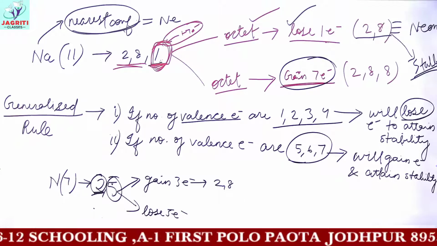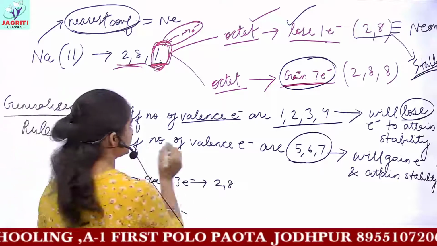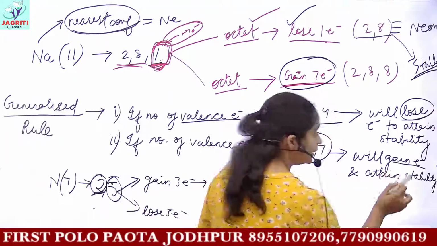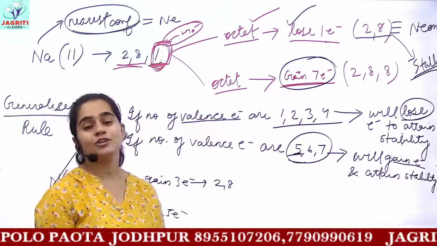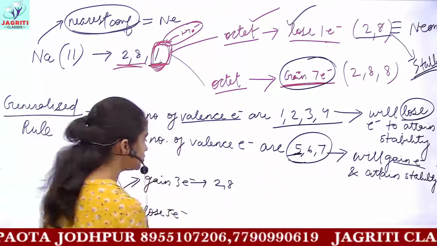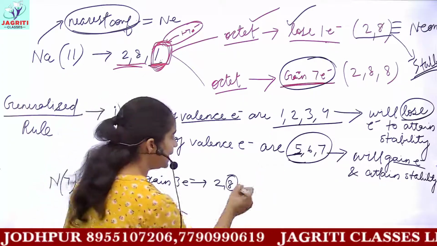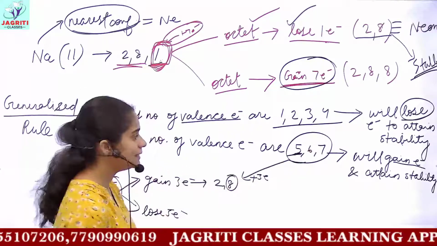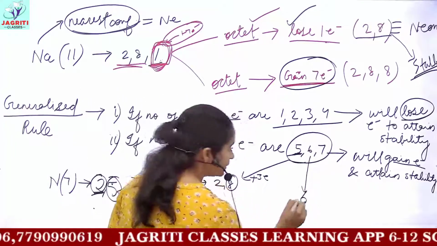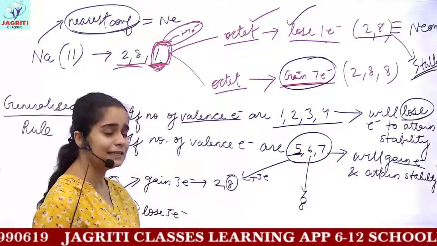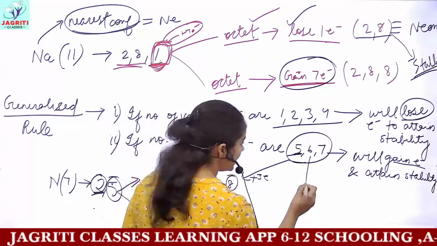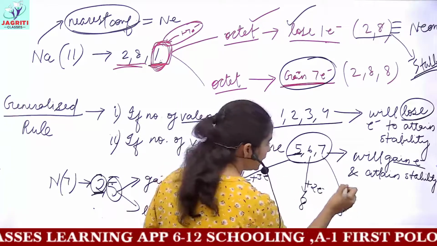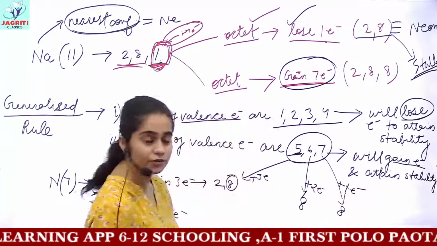What is easier? So according to this rule, because the number of valence electrons are 5 in nitrogen, it will gain electrons. How many electrons will it gain? If you have 5 electrons, to make it 8, 3 electrons would be added. If you have 6 electrons, you have to make it 8, because the octet rule says 8 is stable. So to make 6 into 8, you will add 2 electrons. And to make this 7 equal to 8, you will add a single electron.